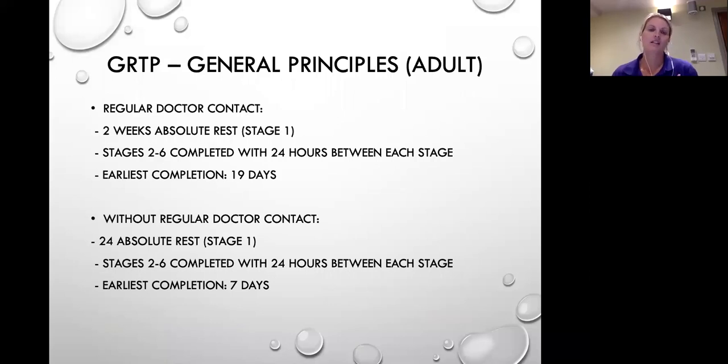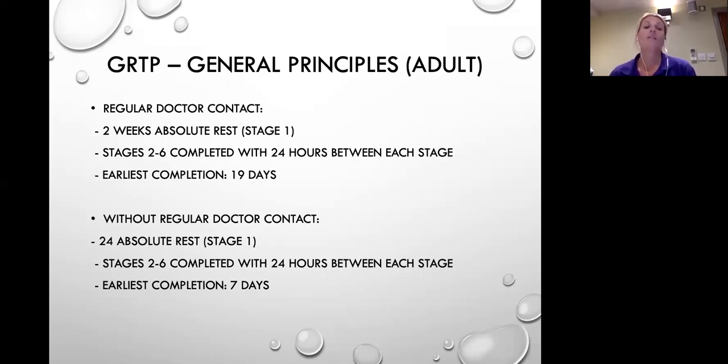Now, as I talked about earlier, the GRTP is something that's defined by your age and your access to doctors. So if you're an elite athlete, for example, say you're a player at Harlequins, in fact, I've just noticed I've made a typo at the beginning, and I will edit these slides. So basically, if you are someone with regular doctor contact, so the bottom section, the first stage is 24 hours of complete, utter rest, so complete relaxation. Then stages 2 to 6, actually you can do on consecutive days. So you could do Monday, Tuesday, Wednesday, Thursday, Friday, for example. And the earliest you return to being back in a match is 7 days, playing properly.